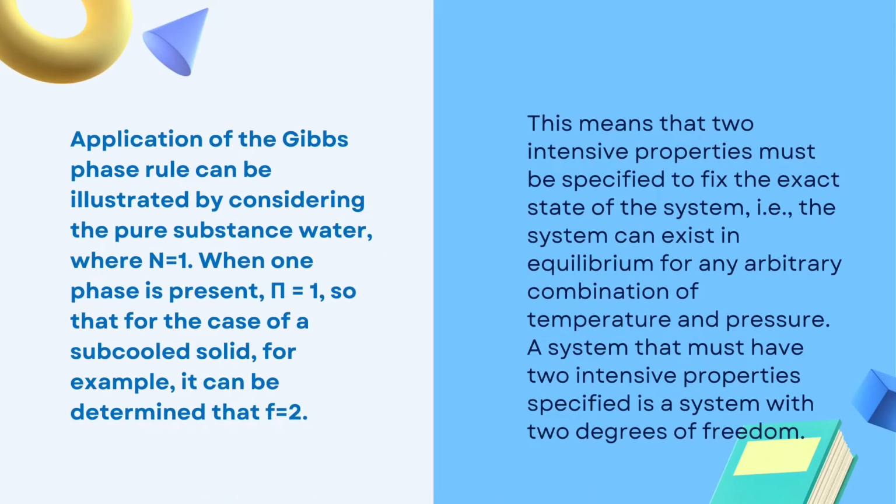So, the application of the Gibbs phase rule can be illustrated by considering the pure substance water, where N equals 1. When one phase is present, P equals 1, so for the case of a subcooled solid, for example, it can be determined that F equals 2. This means that two intensive properties must be specified to fix the exact state of the system. That is, the system can exist in equilibrium for any arbitrary combination of temperature and pressure. A system that must have two intensive properties specified is a system with 2 degrees of freedom.